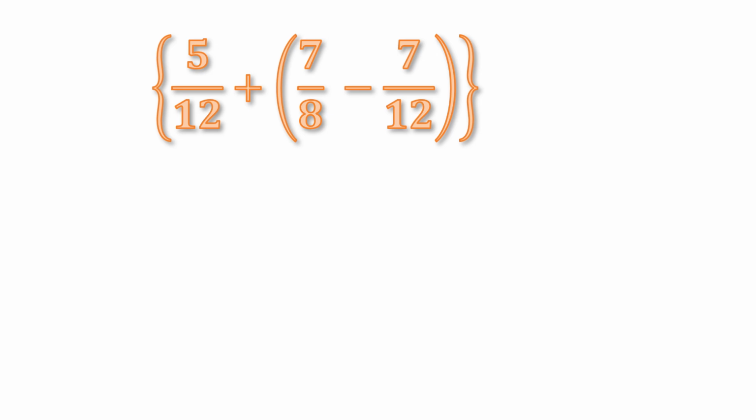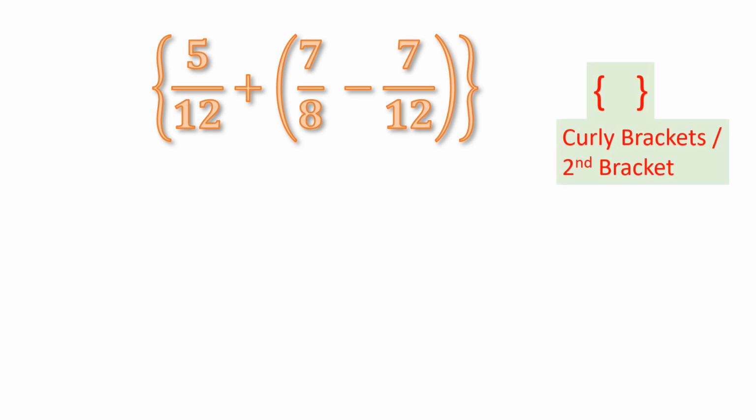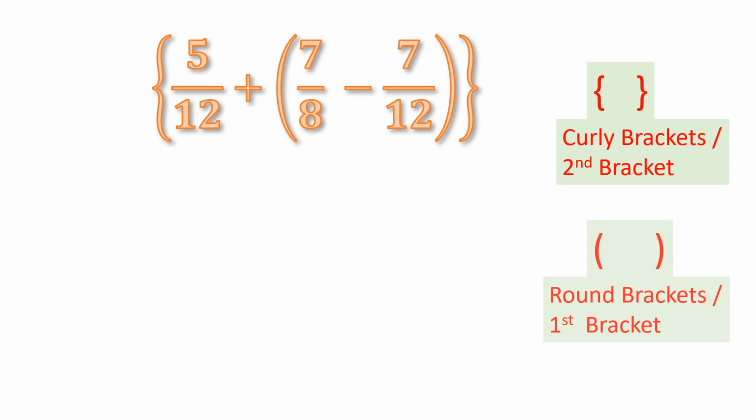The question is 5 over 12 plus, then in the brackets we have 7 over 8 minus 7 over 12. Okay, so here we have two kinds of brackets. We have the curly brackets, that is the second bracket. It's also called the second bracket because we use it in the second step. But in the first step, we use the round brackets, the first bracket.